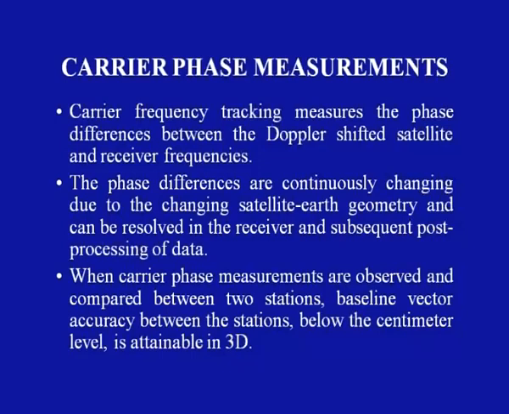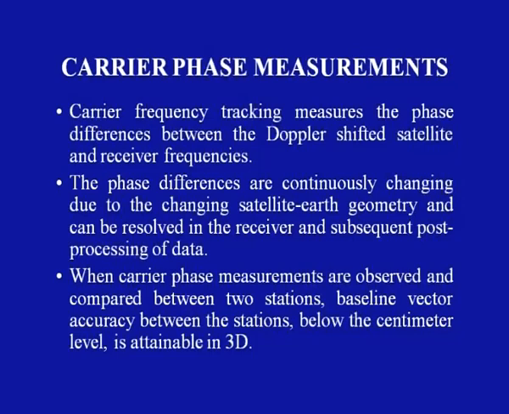In order to understand the positioning system, let us look at the carrier phase measurement, which actually helps us in identifying the time difference between the satellite transmission and the receiver obtaining the signal. Carrier frequency tracking measures the phase differences between the Doppler shifted satellite and the receiver frequencies. The phase differences are continuously changing due to the changing satellite earth geometry and can be resolved in the receiver and the subsequent post processing of the data.